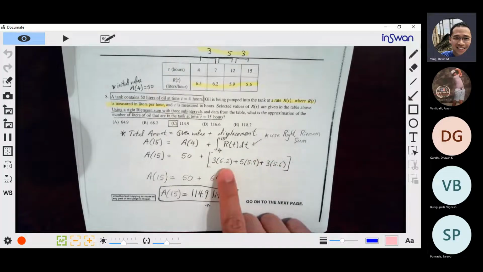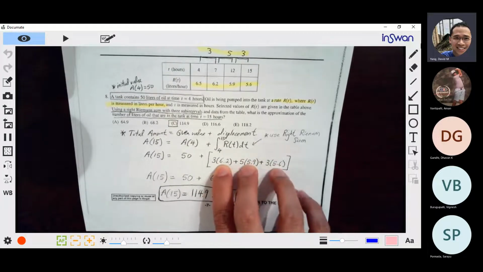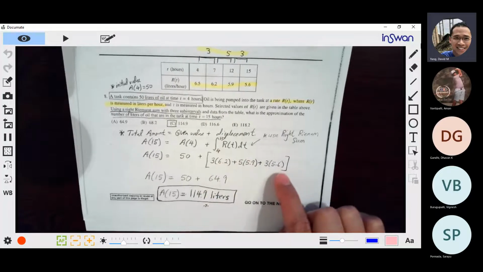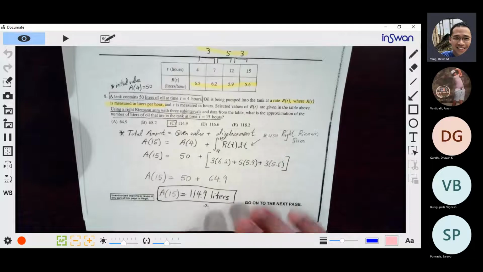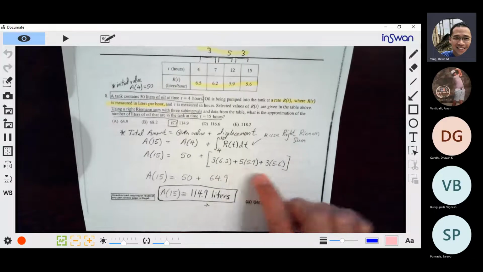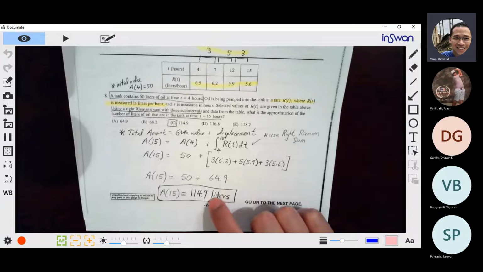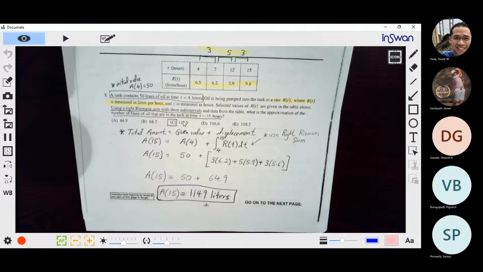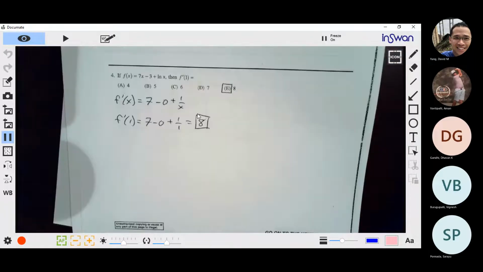Yeah, it's a little annoying having to do this without a calculator. But hopefully we won't see too much of this on the non-calculator section where we have to do things like this, but it's going to come out to be 114.9 liters. Okay, questions so far? Okay, next page, number 9.